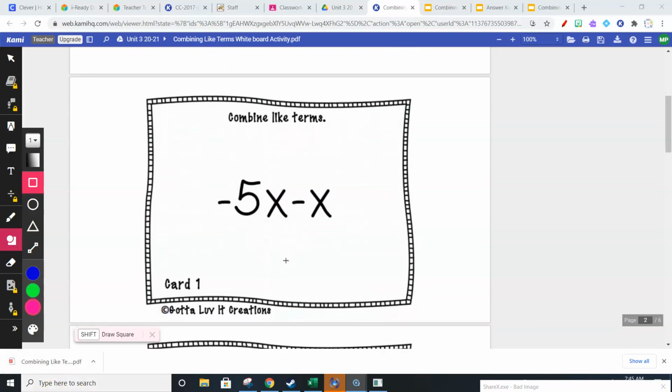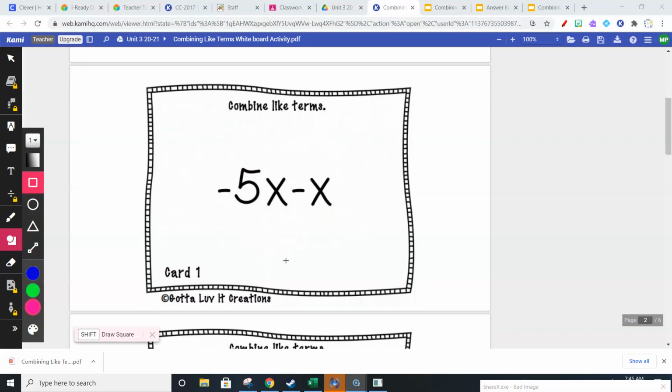Okay, so combine like terms. Your activity is going to end up being on Kami, so that's why I wanted to do this video with Kami so that you could see what you would be doing there. So we have negative 5x minus x. So go ahead on your whiteboard and write down the problem.